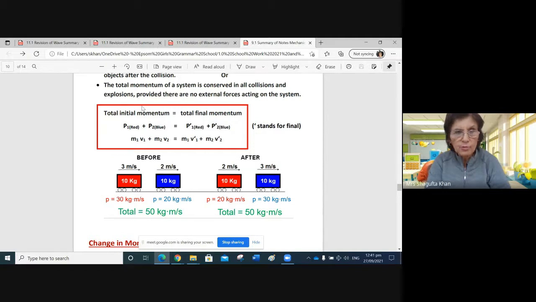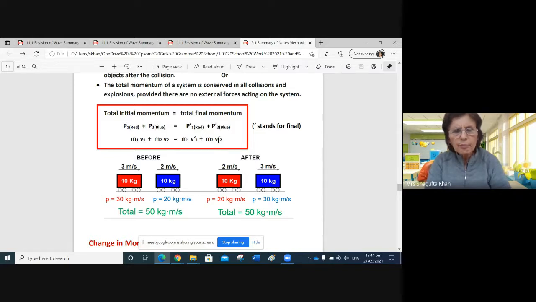So we use this formula over here. m1v1 is the first object, m2v2 is this one. This is after the collision. If you're not given this one, we can use this equation because we know all these three things, so we can find out this one. That will give us the momentum, and if we know the mass, we can calculate the velocity.